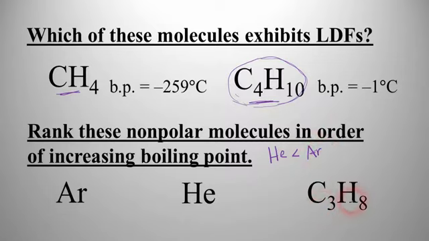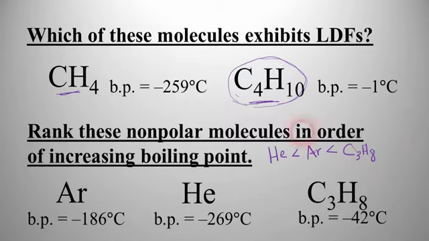C3H8, propane, would have the highest boiling point because it has the highest number of electrons. It has about, if I counted this up right, about 26 electrons. So the propane would actually be the highest. So let's see if we got it right.